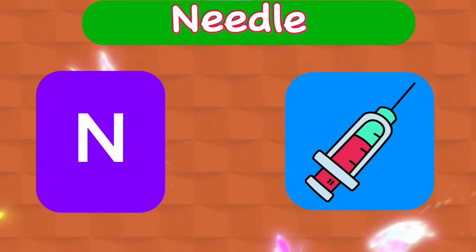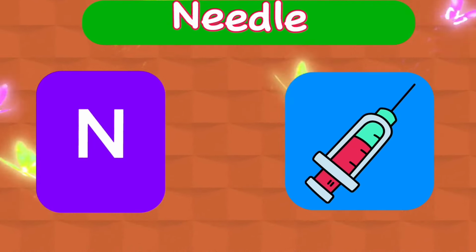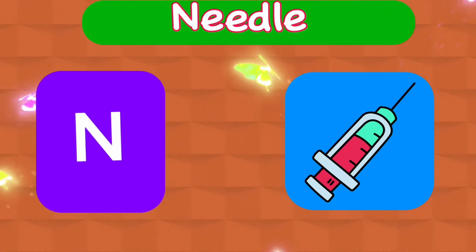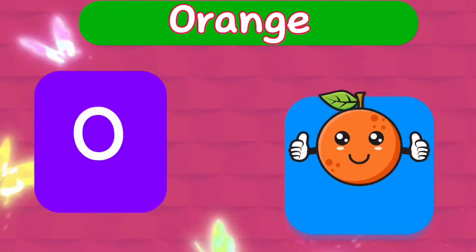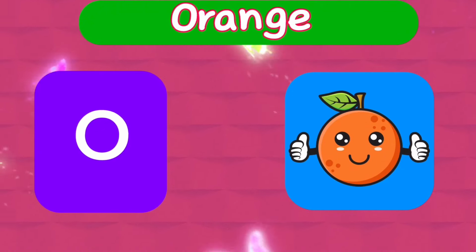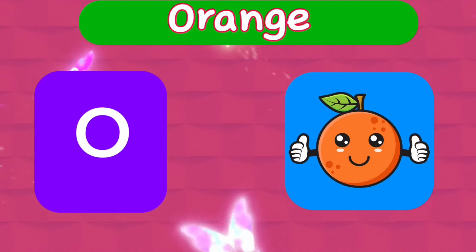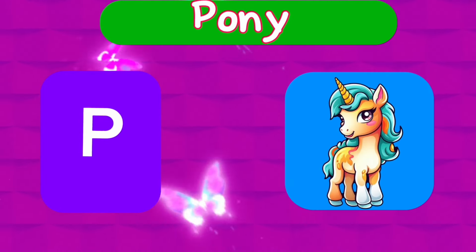N is for needle, n, n, needle. O is for orange, o, o, orange. P is for pony, p, p, pony.